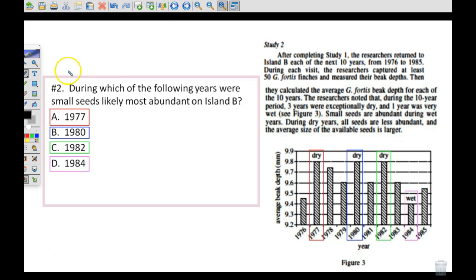In question number 2, it asks, during which of the following years were small seeds the most abundant on Island B? So in the introduction to the experiment, they mentioned both large and small seeds. But in the second to last sentence of Study number 2, it clearly states that small seeds are abundant during wet years. If you look at the graph, you'll see that there's 4 years pointed out. The only one that's a wet year is 1984. So the correct answer to number 2 is D.